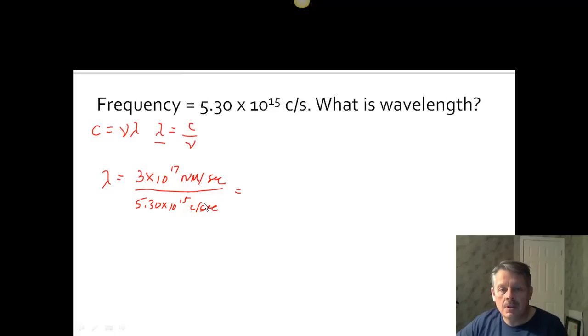So I've got 3 times 10 to the second divided by 5.30. And again, that's just me. That's the way I tend to do this. And that comes to be 56.6 nanometers.